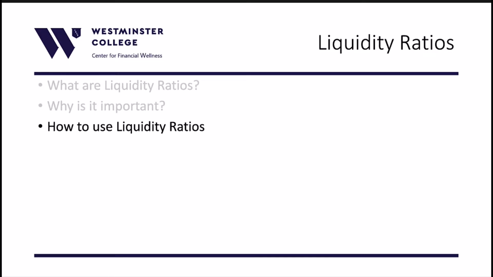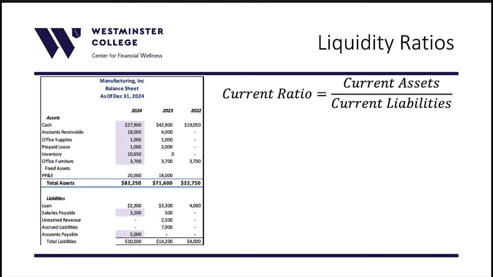So now we'll go into how to use those liquidity ratios that we went over. First, we'll go over the current ratio. We'll take all of those current assets, everything except this PP&E, which is property, plant, and equipment, and we'll put that over our current liabilities. In this year, the only current liabilities we have are the salaries payable and accounts payable. Loans are typically not considered current liabilities just because you're having them over multiple years.